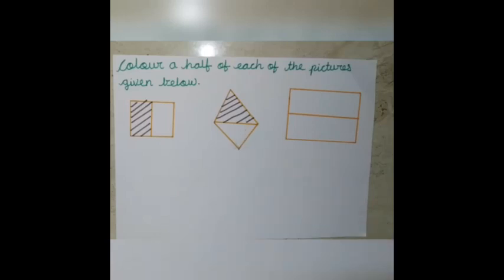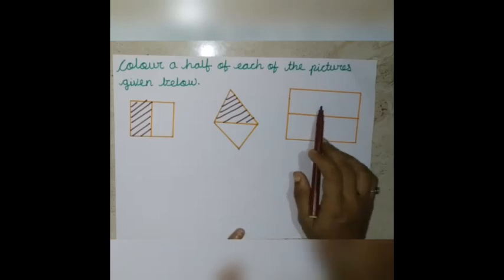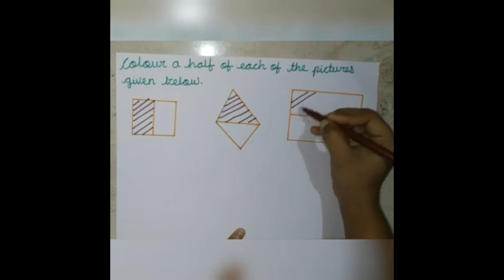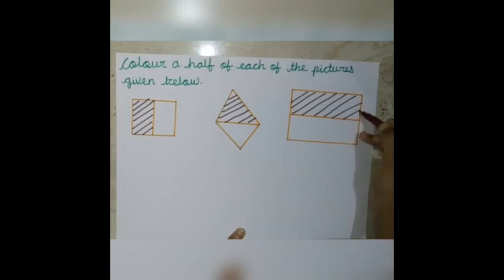Now see the next example. Rectangle is there. Yes. Now we have to color a half part. Now tell me where we will put color. We can put here also or we can put here also. Students, I hope now you are very clear with the concept half.